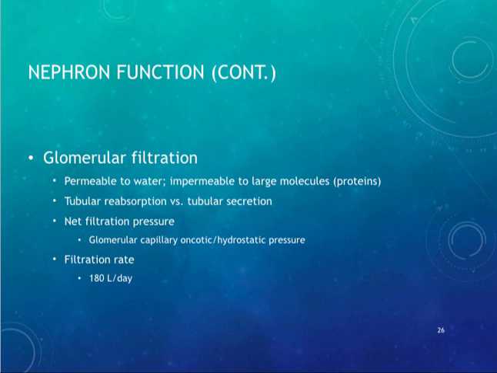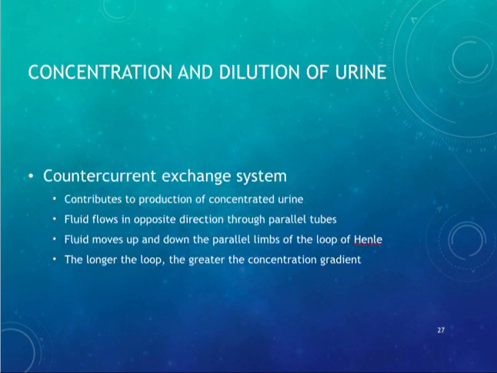Net filtration pressure. A lot of this is managed by capillary oncotic pressure or hydrostatic pressure. So that pressure going into the glomerulus is what creates the movement. That's why if they have a low filtration rate or low blood volume, it can affect the filtration because it affects oncotic pressure there. Filtration rate is very significant. It's 180 liters a day. When you think about that, it's a huge amount of blood that we're filtering through our kidneys. So it's very, very significant.